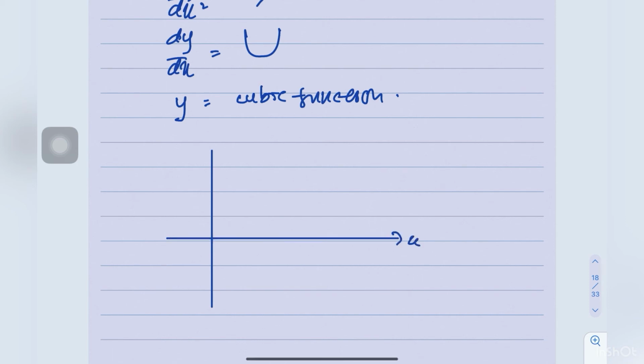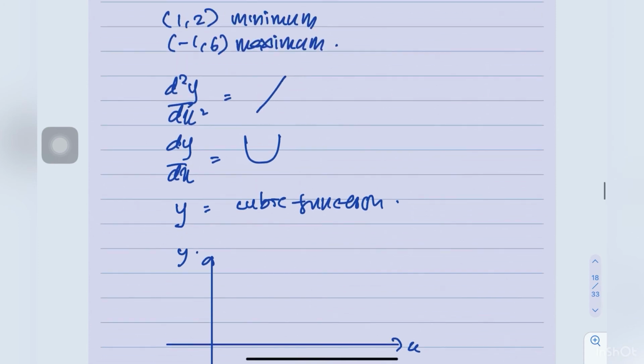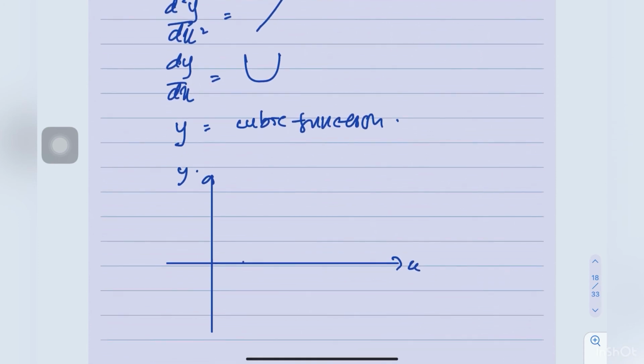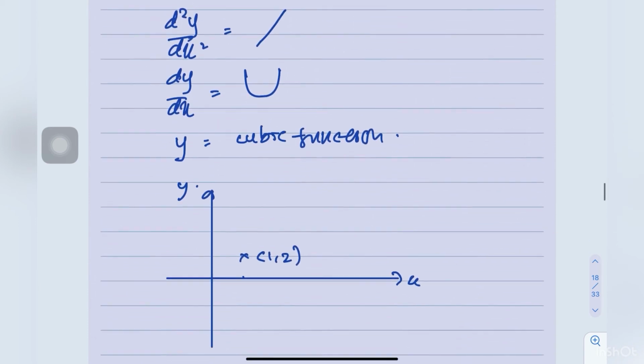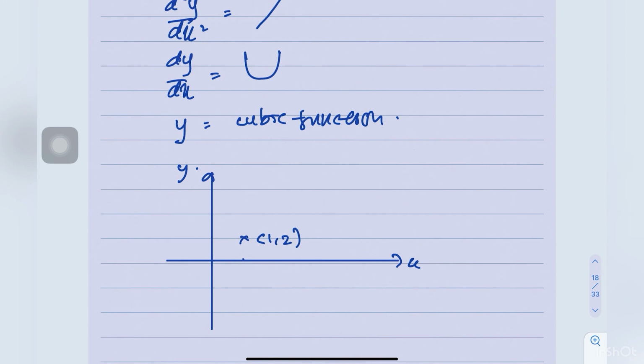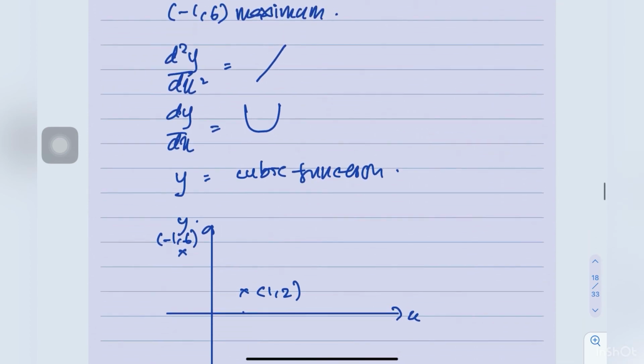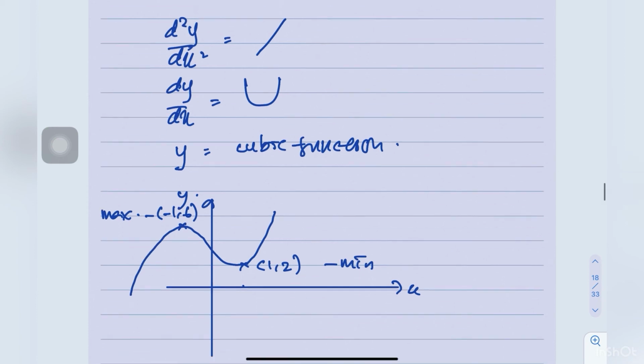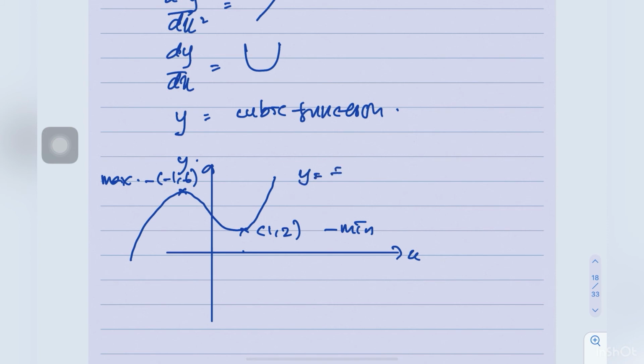So this is x, this is y. So (1, 2) is maybe somewhere here, and (-1, 6) somewhere here. So this one is a minimum, this one is a maximum. So therefore, maybe your graph looks like this. So this is the graph of the cubic y equals f(x).